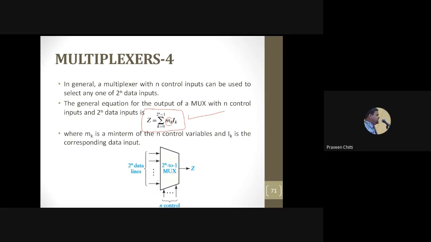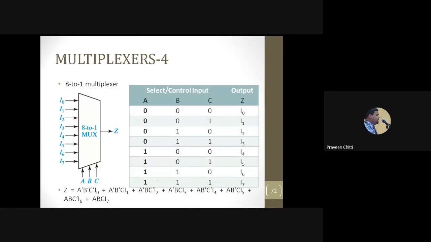Right, I have shown one more example here. Just go through it. I need not explain anything here. What is this multiplexer? 8:1. You can see what are the select lines, data lines, and output. How do you get the logic equation?